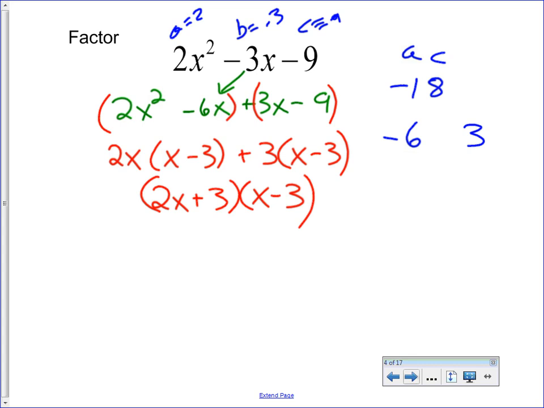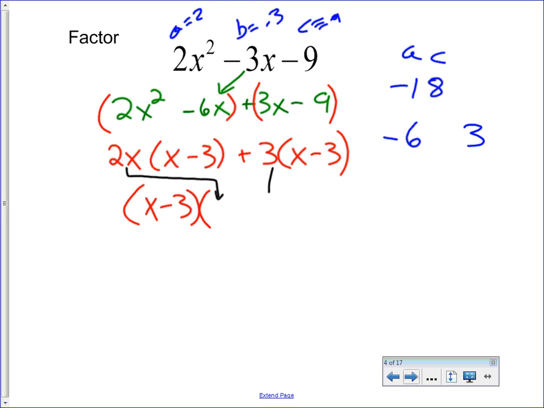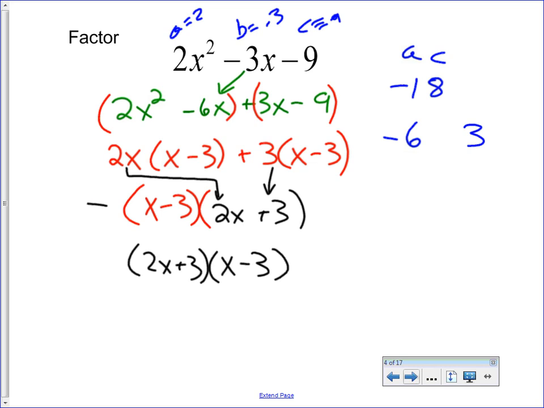Or, actually, let's go ahead and write it. And once again, order doesn't matter, but since that might have confused some people, the common term, x minus 3, we'll write right out front. And the remainders, the things that were not factored out, are 2x plus 3. Remember, when we're multiplying, order doesn't matter. So both of these two expressions are the same.